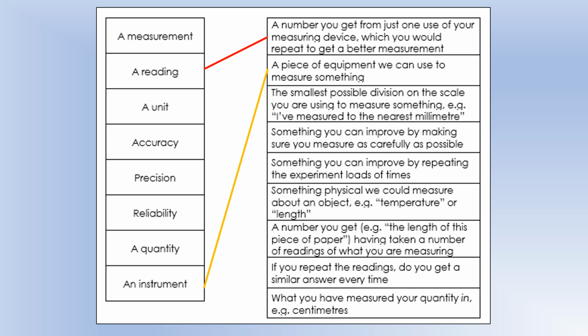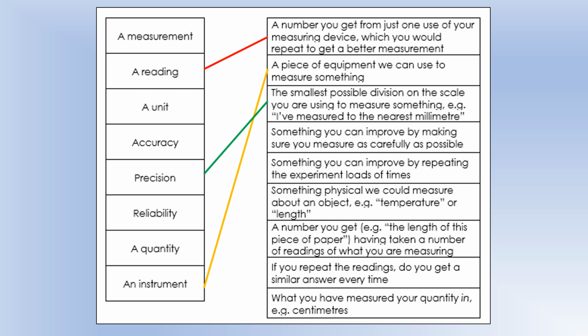Okay, so the smallest possible division on a scale of your instrument you're using to measure something, with a meter ruler you've measured to the nearest millimeter. Well, that is referred to as the precision. So a meter ruler can measure to the nearest millimeter, so that would be its precision.